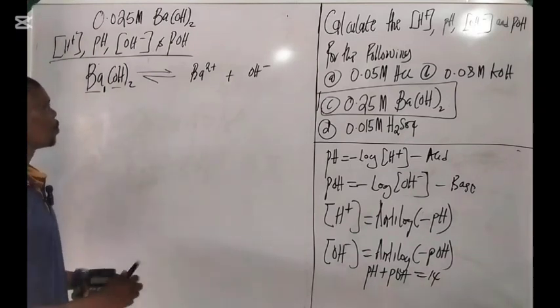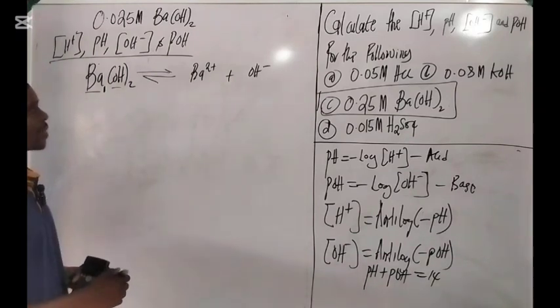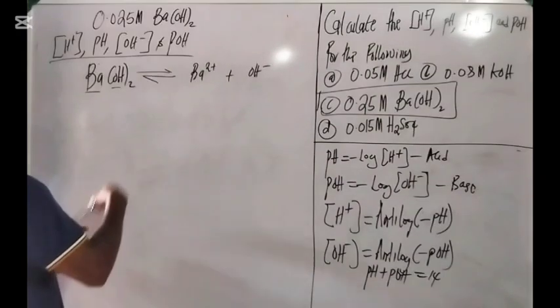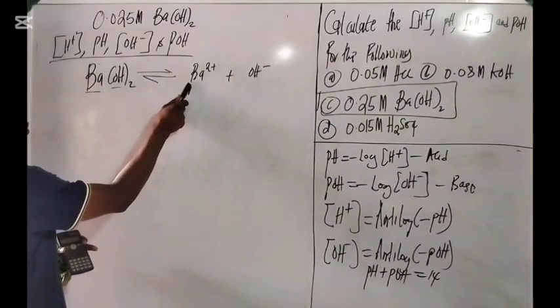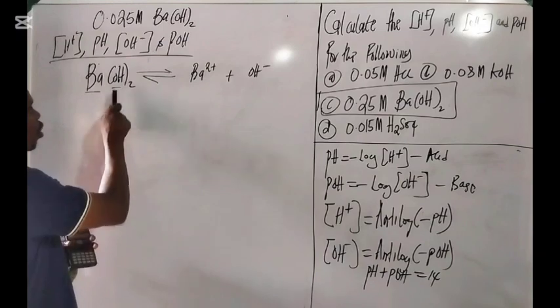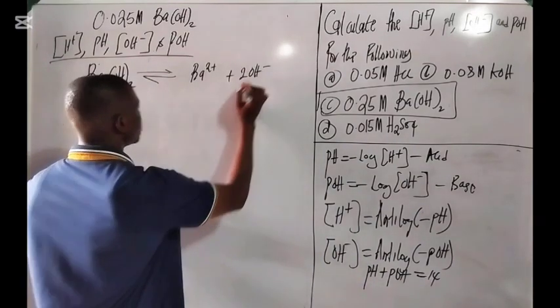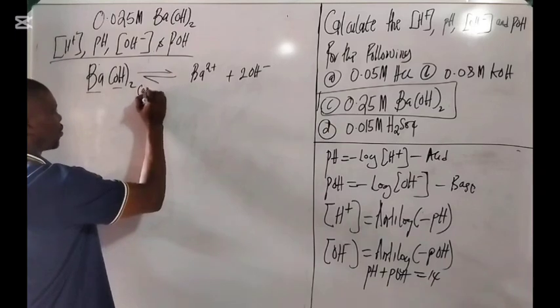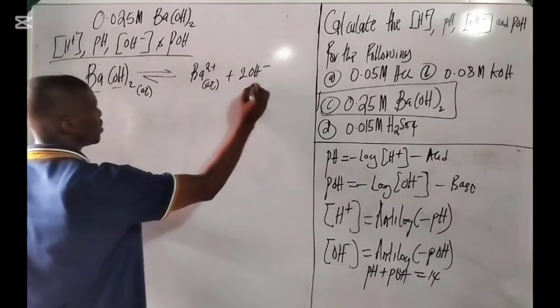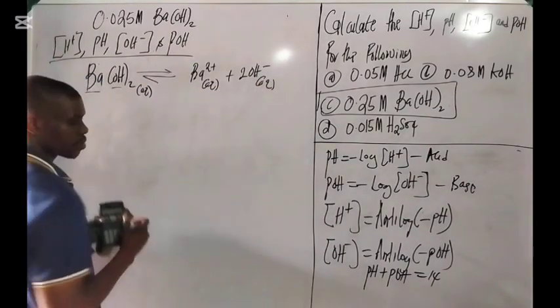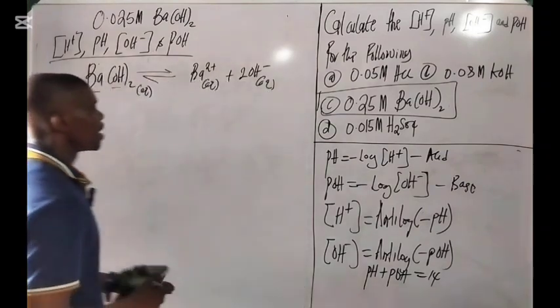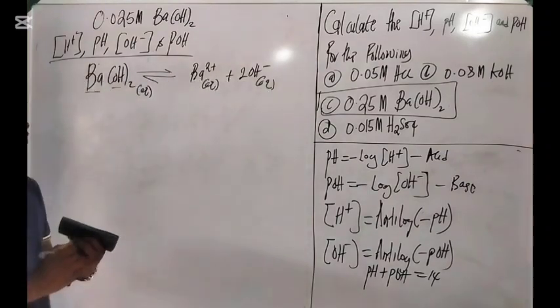Next, we write out a balanced chemical equation. How many barium do you have here? Here we have one, here we have one, so barium is balanced. OH, how many do you have here? Here we have 2, so you have to put 2 here. Remember, each of these is aqueous. Now the next one, please pay close attention.